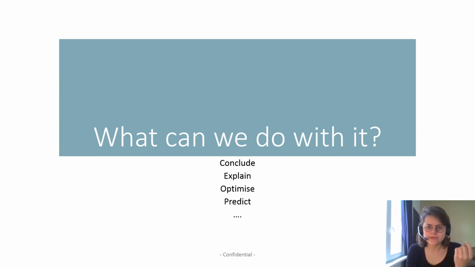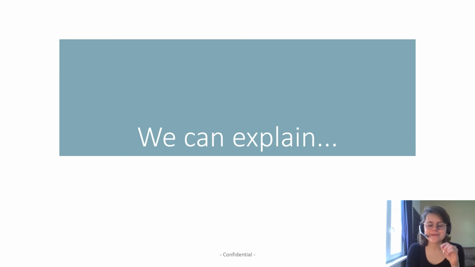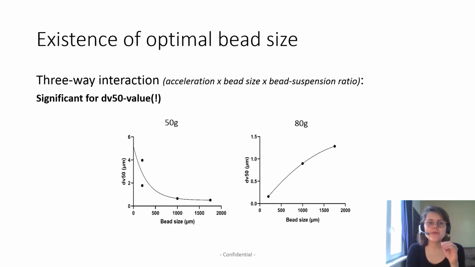There is a lot of data, of course, but what can we do with it? The possibilities and opportunities are broad, immense. We can conclude things with it, we can explain, we can optimize, we can predict, we can do it all. To give you an idea, an example of some of these verbs: first of all, we can explain things with it. With this DOE, we've proven the existence of the optimal bead size. Sometimes they say, just take the smallest bead, it's always the best. Well, it isn't.